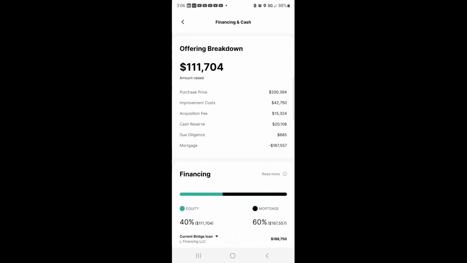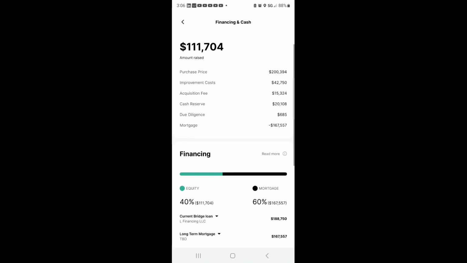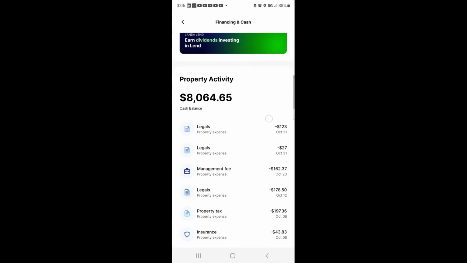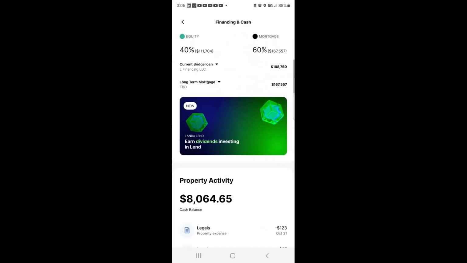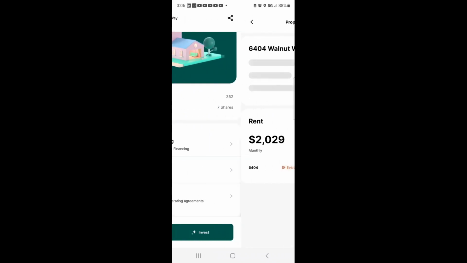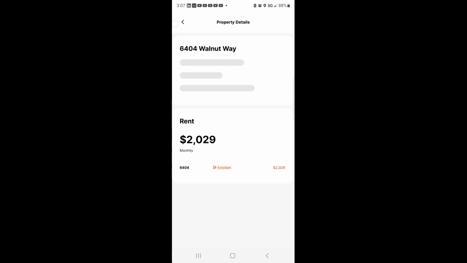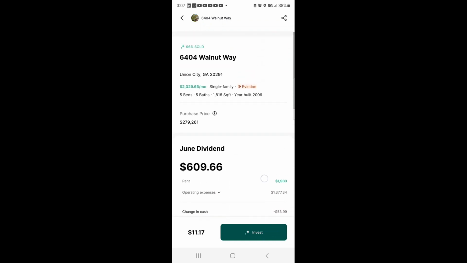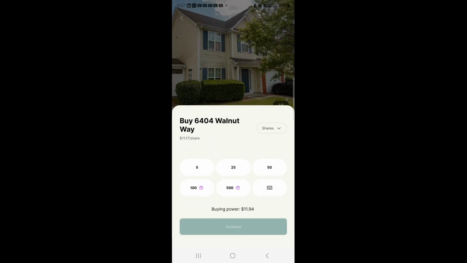So this is the finance part. They show the purchase price, improvement price. I scrolled down to make sure I didn't miss anything. They show everything else overall about the property. Then I thought, let me look at the property details. There's nothing breaking down shares there, just the operating agreement, so it definitely wouldn't be there. So now I thought, okay, let me hit invest. It shows you $11.17 per share.